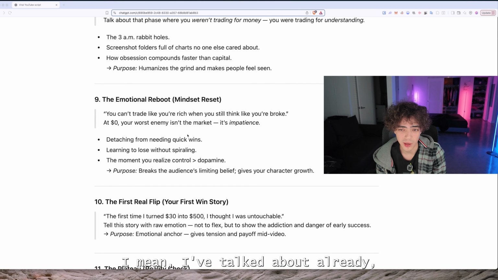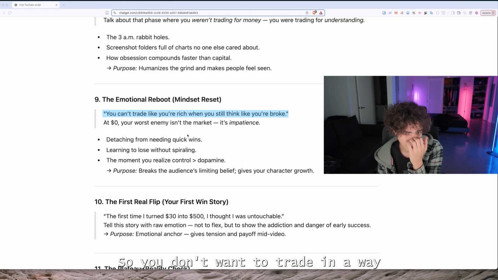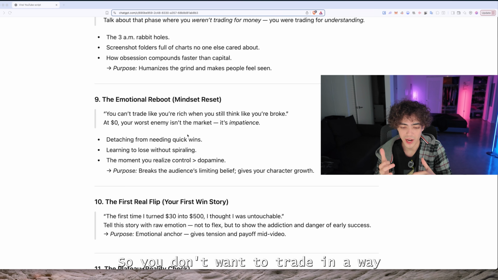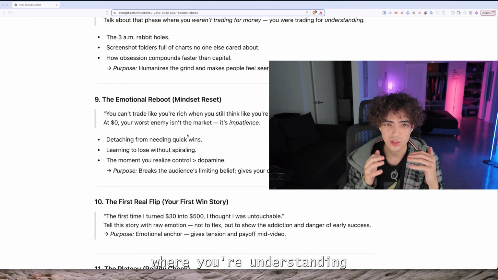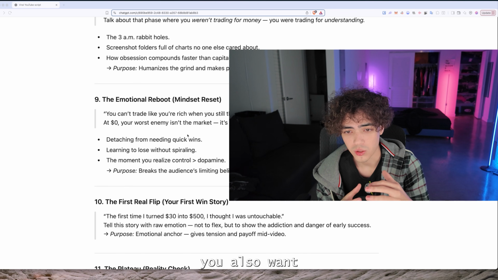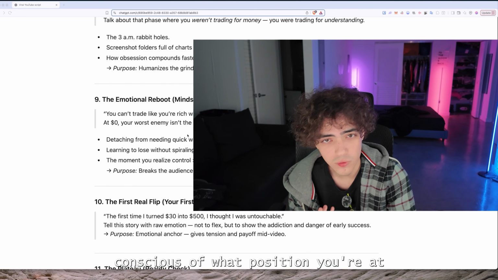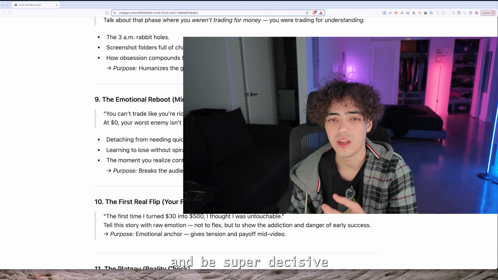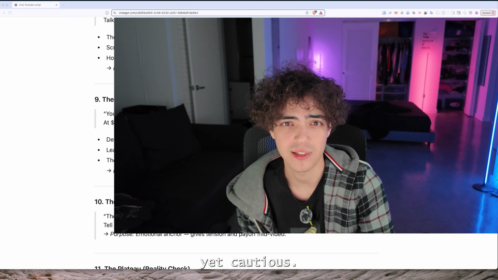This one, I've talked about already, but this is completely right. You can't trade like you're rich if you still think that you're broke. So you don't want to trade in a way where you think that you have absolutely nothing, but you also want to be conscious of what position you're at and be super decisive yet cautious.